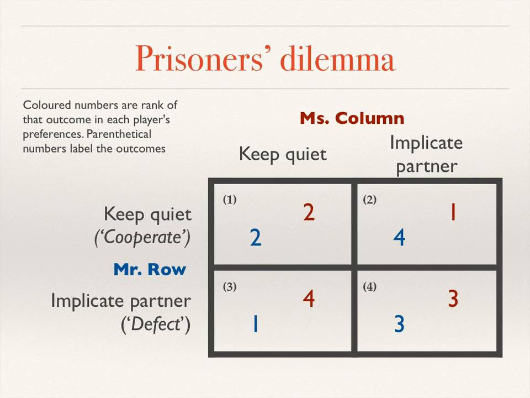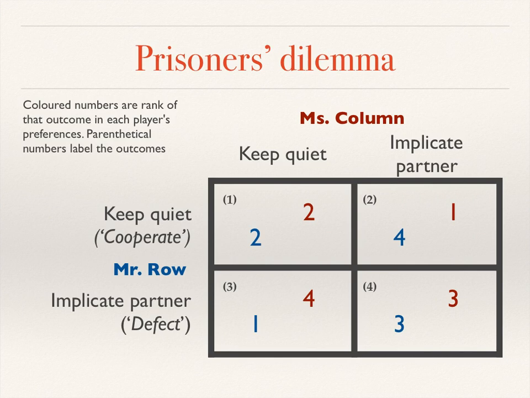If they both keep quiet, and sometimes that's known as cooperating, we'll call that cooperating. If they both keep quiet, they both get 2 years in jail. There's some evidence for their crime, but if they both keep quiet, they both get 2 years in jail. On the other hand, if they can be convicted of a more serious crime, they would get 4 years in jail.